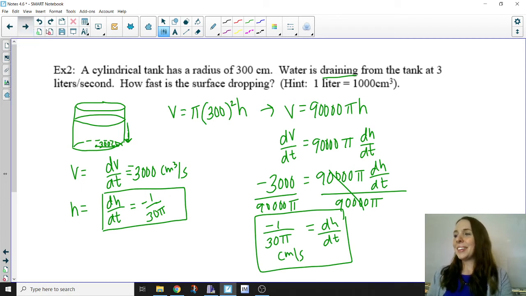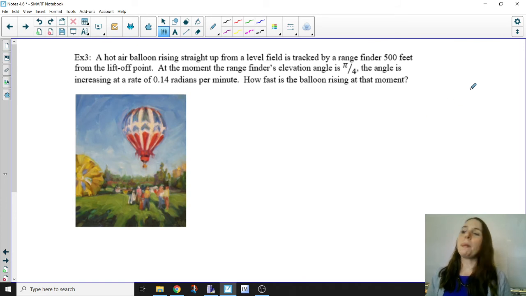All right, next example. A hot air balloon is rising straight up from a level field tracked by a rangefinder 500 feet from the liftoff point. At the moment the rangefinder's elevation angle is pi over 4. The angle is increasing at a rate of 0.14 radians per minute. How fast is the balloon rising at that moment?